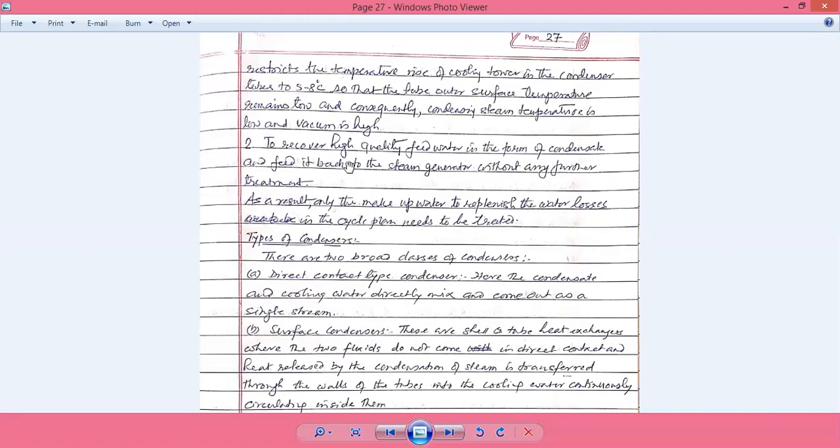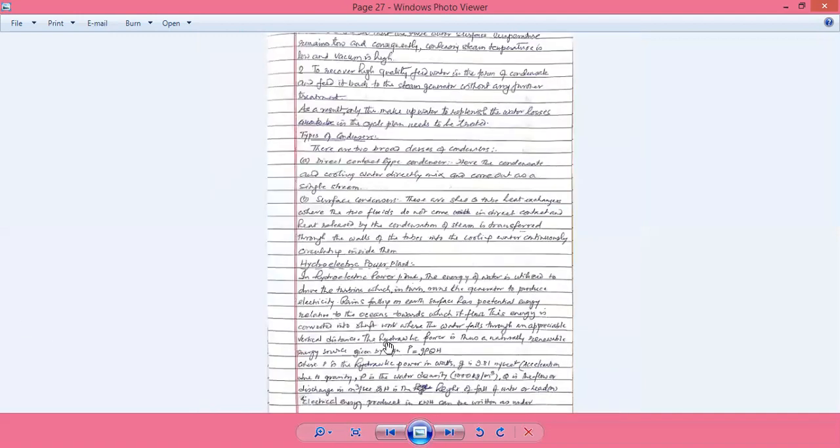We also recover high quality feed water in the form of condensate and feed it back to the steam generator without any further treatment, rectification or purification, and without much further addition of water. As a result, only the makeup water needed to replace the water losses in this cycle plant needs to be treated. Now let us go through the different types of condenser.